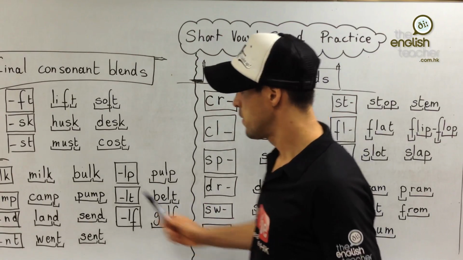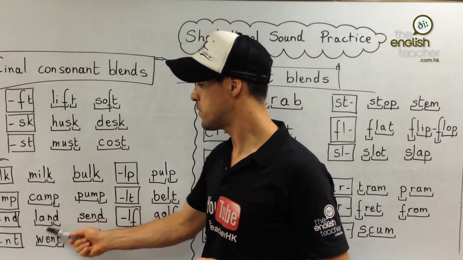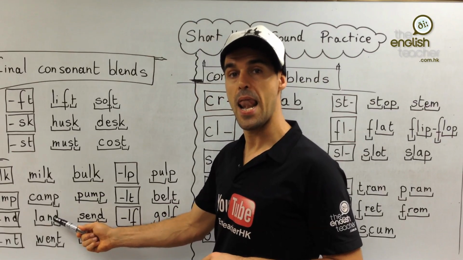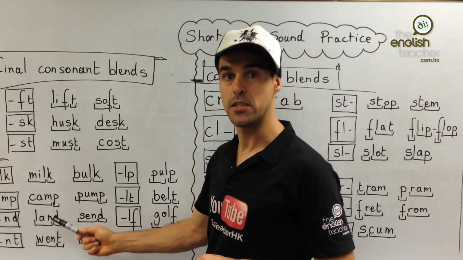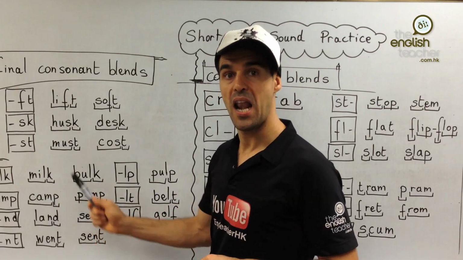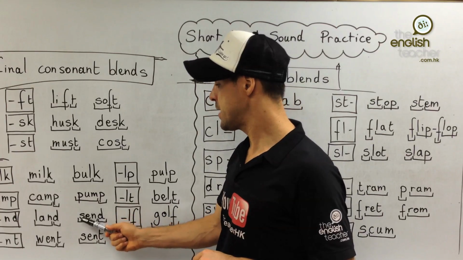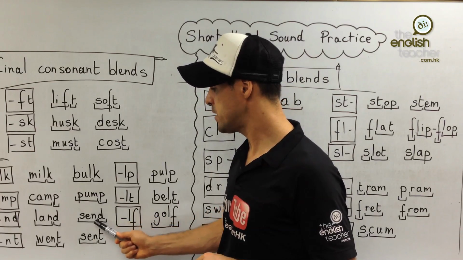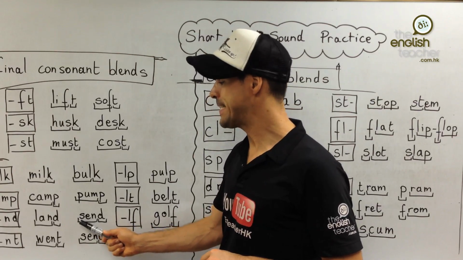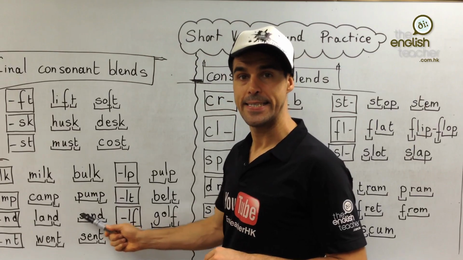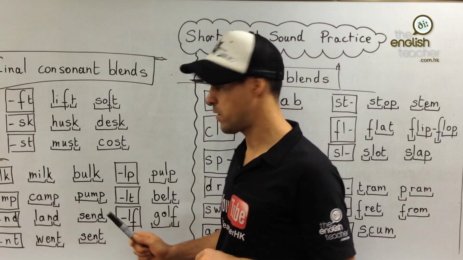The next one ends with ND, and we are going to take the first three letters again. We're going to say la, a like in apple, lan, land, okay? The next one is S-E-N-D, also N-D, and here we're going to say the E like in pen, okay? Sen, send, okay?